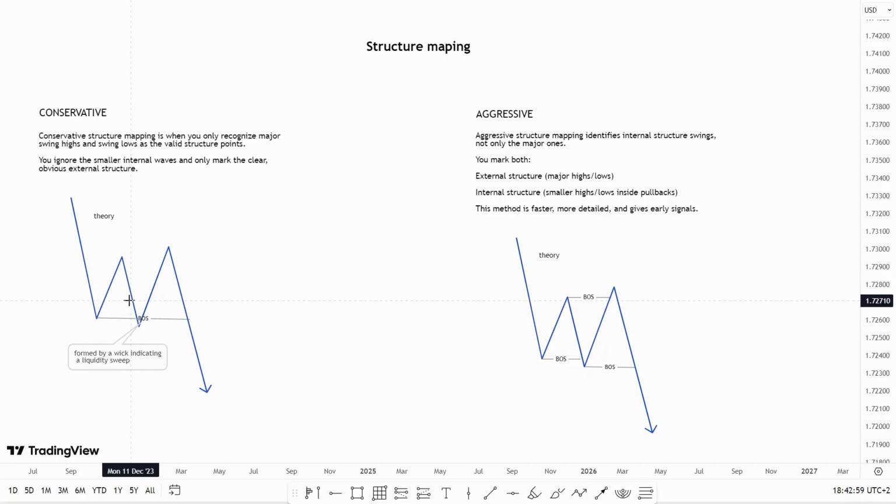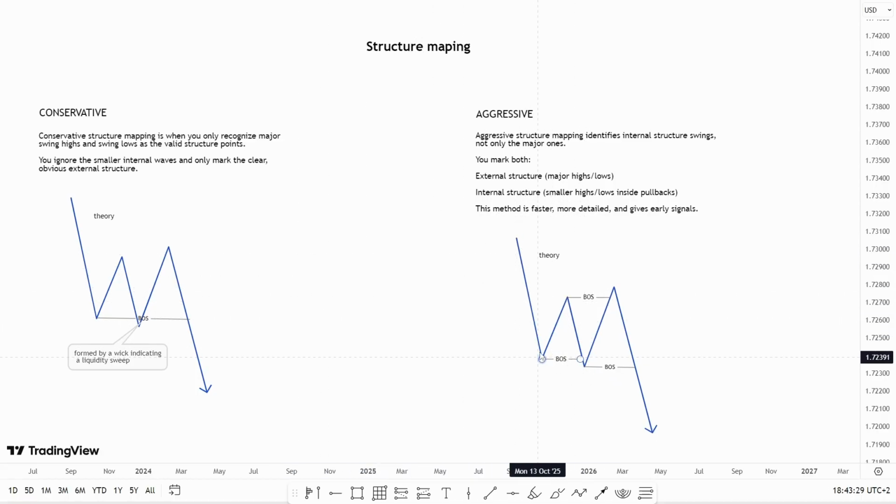Price came in, the trade is still valid as this is the overall trend. Price came in, failed to break and close below the zone, as this could be a liquidity sweep, but then price came back and had a full closure and broke below the zone. Aggressive is when you mark the internal structure swings, such as liquidity sweeps, small wicks, and all that, as we can see from our theory on our left hand side.